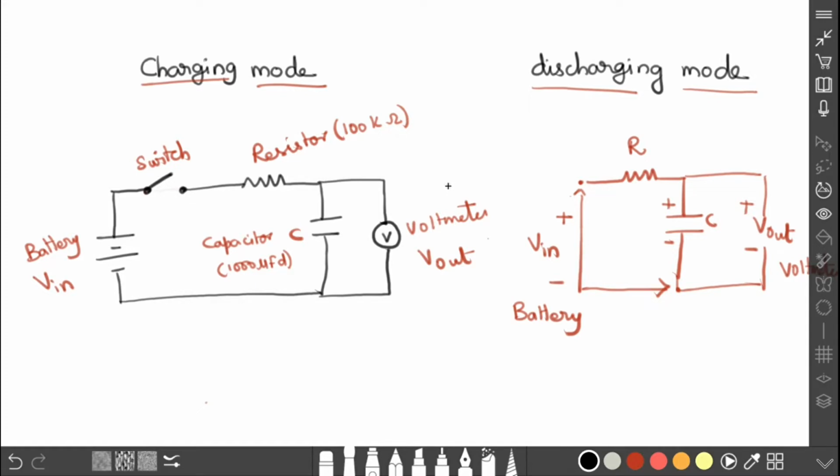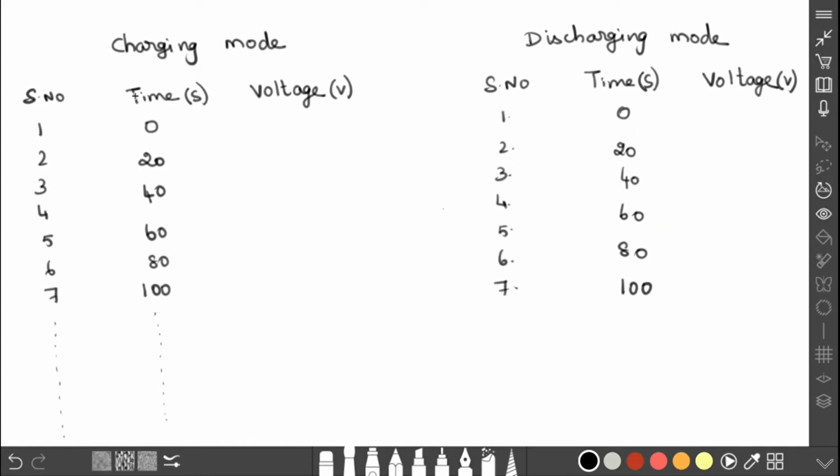So these are the tabular columns required for this experiment. Already I said in two modes we will perform the experiment: one is charging mode and another one is the discharging mode. For charging mode, time versus voltage, we are going to find the time constant. The variable is time and the corresponding variable is voltage. Here also time, voltage. For every 20 seconds we have to note down the voltage. So now let us go to the lab and do the experiment. After that we will do the calculation again.